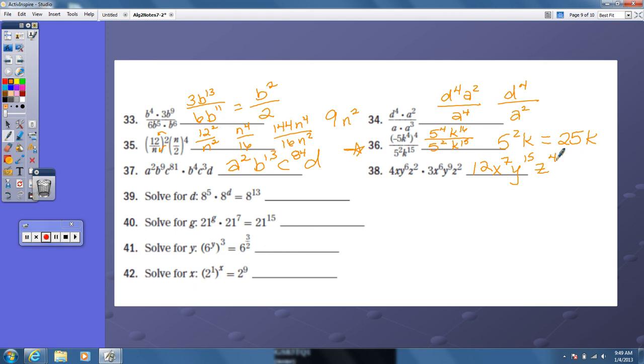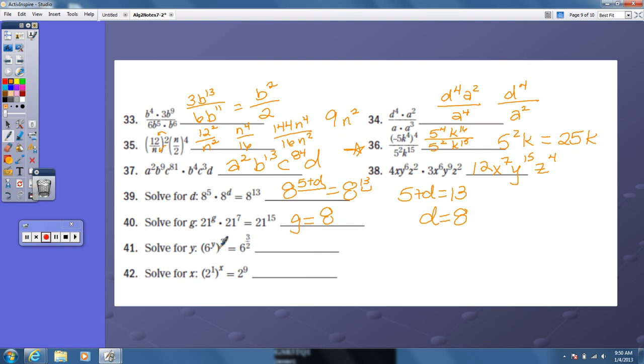Okay, how do these work? You really need to understand your rules here, and this will be very easy. I would have 8 to the 5 plus d equals 8 to the 13. Well, for these two to be equal, their exponents must be equal. 5 plus d must equal 13. And some of you could have told me right away that d had to be 8 for this to work out. Same thing here. This will be g plus 7 equals 15. What did g have to be? 8. You could write it out like this as an equation and then set the exponents equal, or you can use your mental math skills.